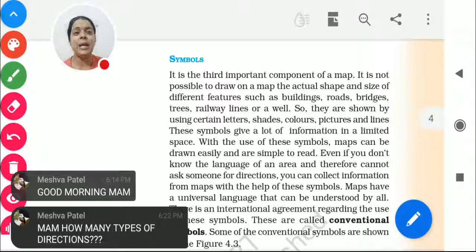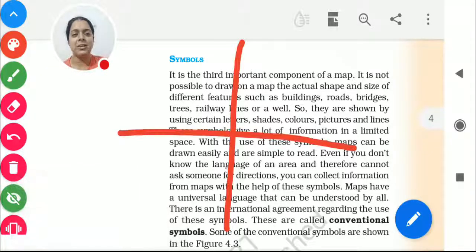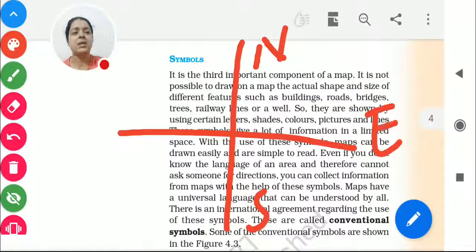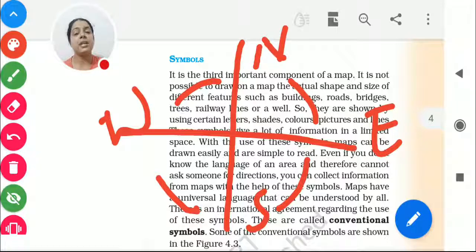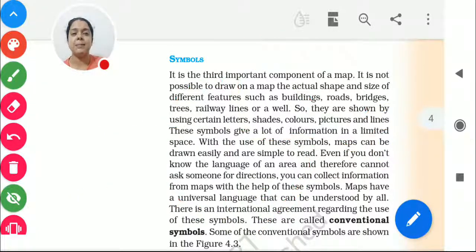There are only two types of directions here. One is the cardinal directions and another is the sub directions. The cardinal directions, which you can call the major directions, are four: north, south, east and west. And in the mid portion we have four more directions, between the two main directions. They are known as sub directions.